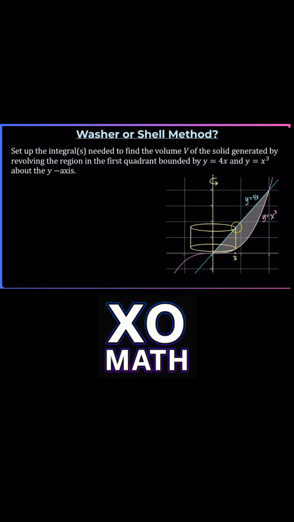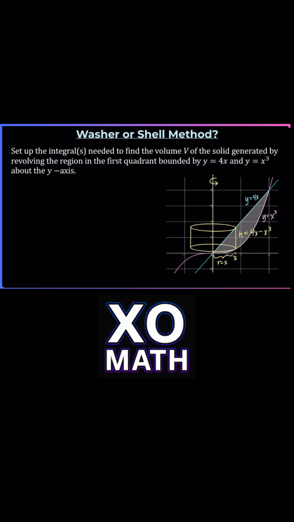And so we can find the height by doing top minus bottom. So we have that h is equal to 4x minus x cubed. And then the radius is found by doing right minus left. So the right side down here is this generic x value, and the left side is the axis of rotation, which is at 0. So the radius here is just x.